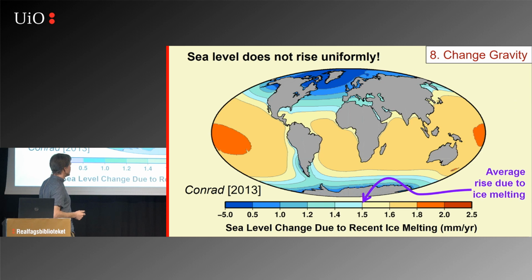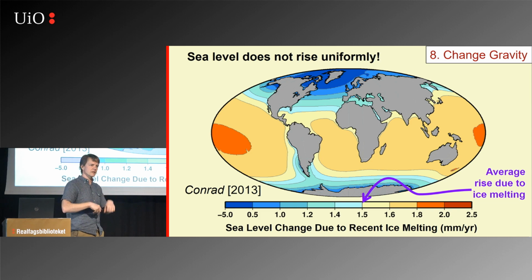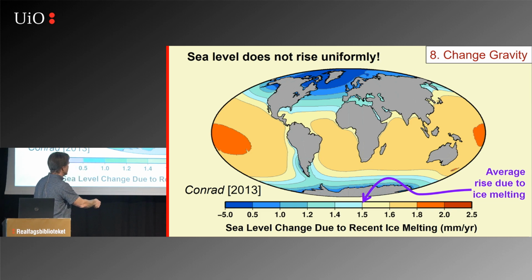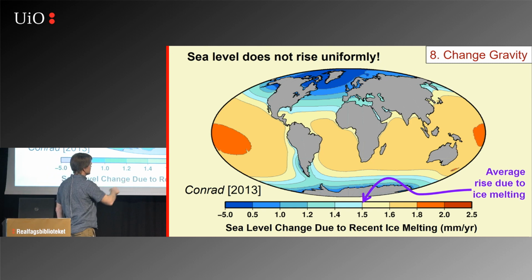Here's a map from a paper that had an estimate of all the melting that happened on the Earth in 2012. Some of it's Greenland, some of it's Antarctica, and some of it's mountain glaciers in various parts of the world. I calculated the change of the gravity and the uplift of the surface. This shows what the sea level would be like in various different parts of the world. The interface between blue and yellow is 1.5 millimeters per year. That's the average of all that melting, and it would be right about here.